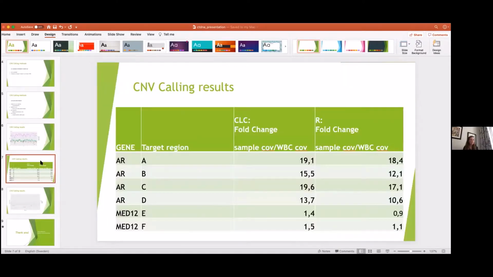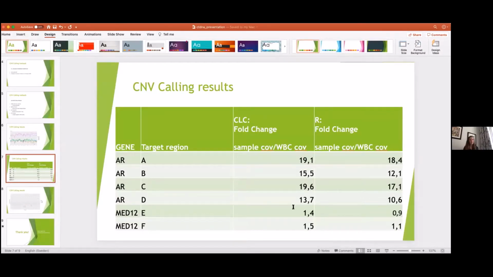And I wanted to compare the pipeline that I developed to the CLC workflow pipeline to see if they both indicate CMVs for the same genes or the same regions. So here I have some different target regions for 2 different genes, the androgen receptor gene and this one. And you can see for these target regions, the fold change is quite high for both the CLC workflow and my R pipeline for the same regions.